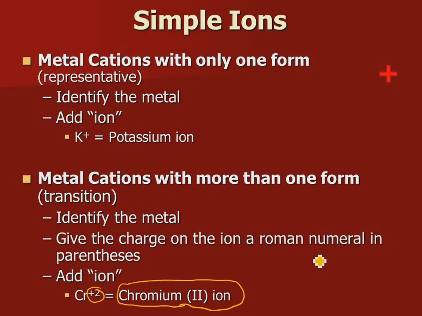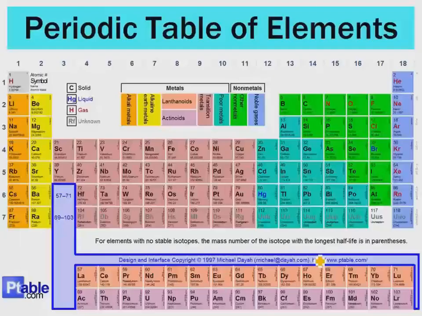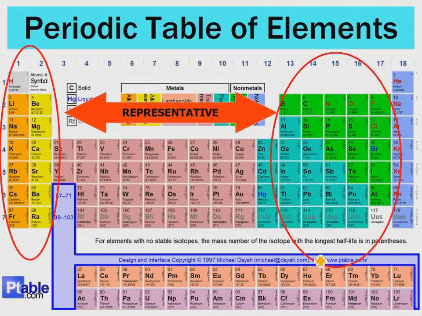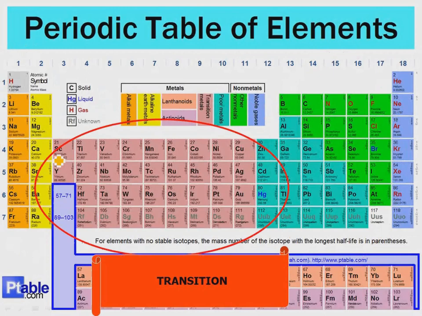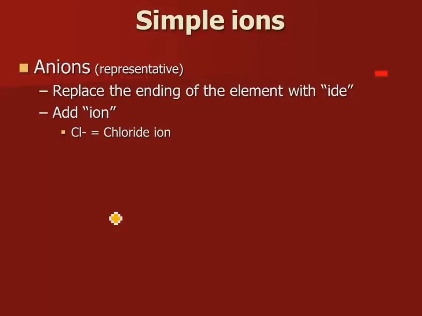Probably the biggest one we'll come across is iron. So here's our representative. These are our representative cations on the left. So again, calcium ion, lithium ion. And these are our transitions. Here's chromium. Here's iron, cobalt, nickel, copper.